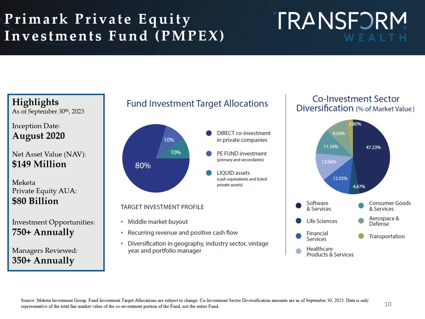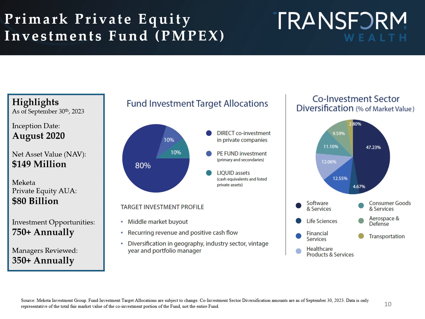As you can see, the fund is targeting an 80% weighting to co-investments, focused on the middle market and primarily with companies who have shown the ability to generate recurring revenue and positive cash flow. We also see that they have a relatively diversified sector allocation with the heaviest weighting in software and services.